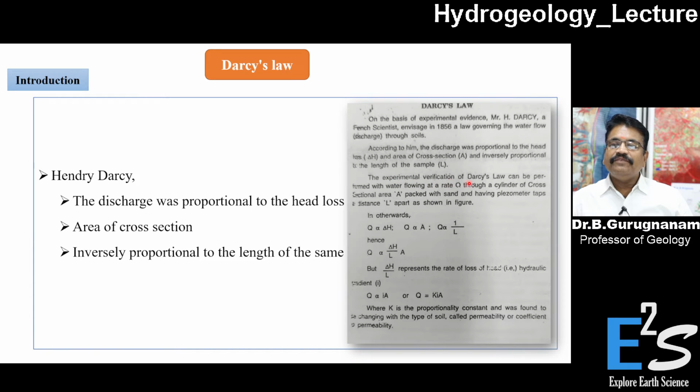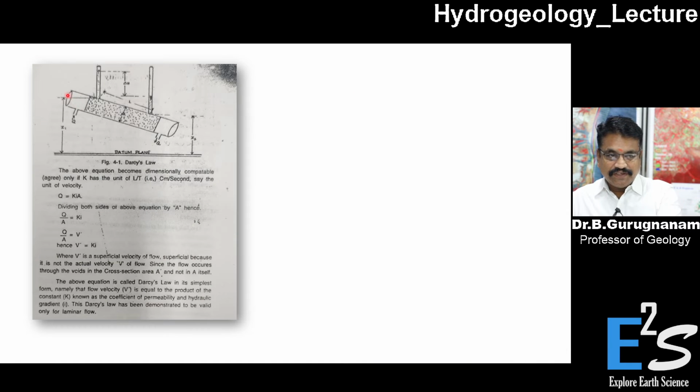The experimental verification of Darcy's law can be performed with water flowing at a rate Q through a cylinder of cross section area A packed with sand. I will show you in the next diagram. This is the cylinder that is taken. This is the material that is filled. This is the delta H.